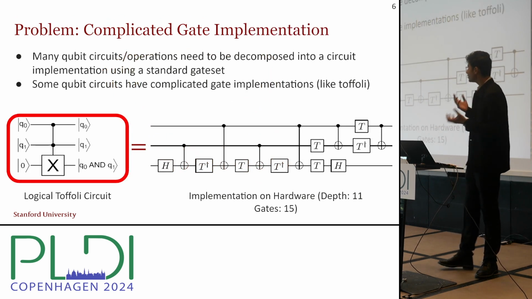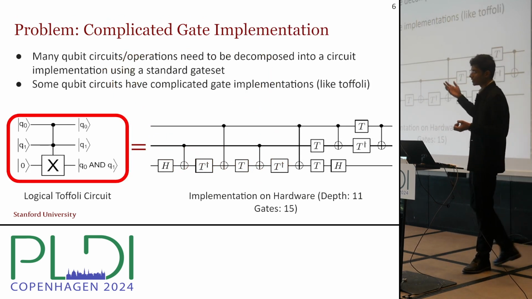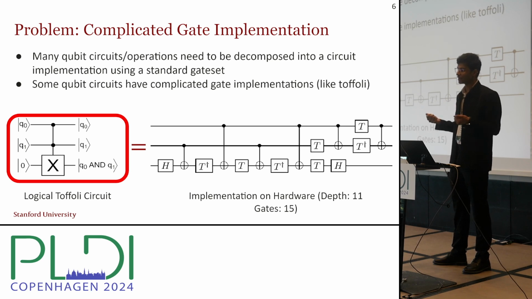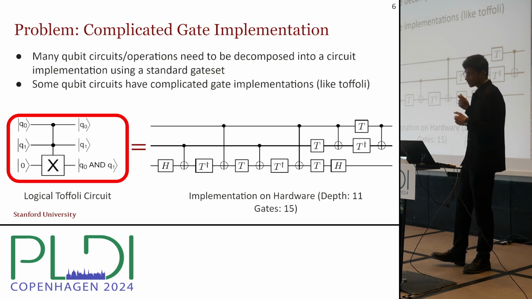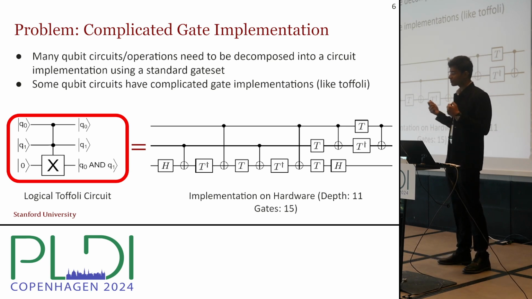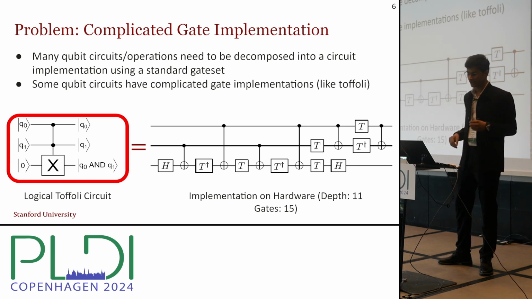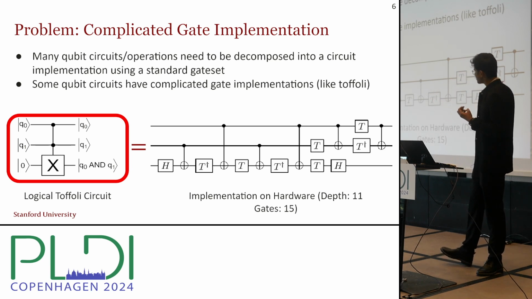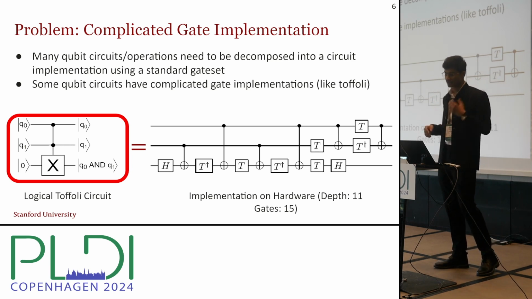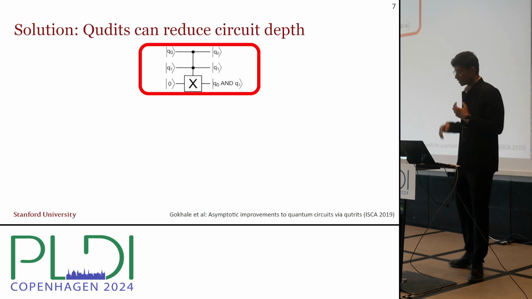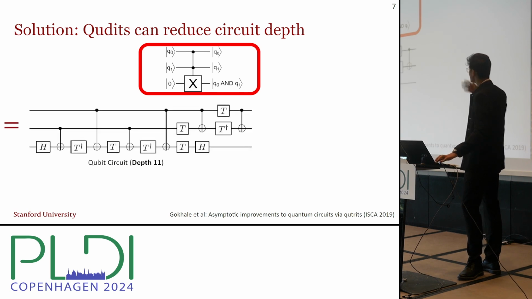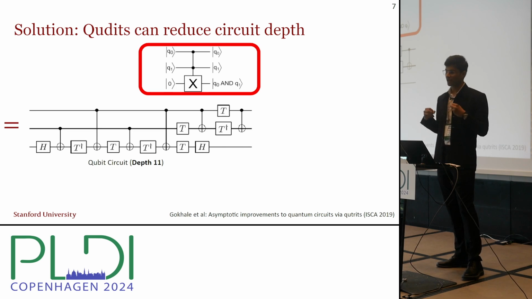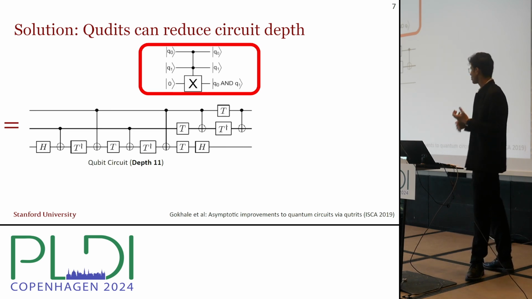Unfortunately, though, you can't directly implement many quantum operations like the Toffoli gate onto a qubit hardware platform. Instead, you need to break it down into a complicated circuit implementation that has several gates from a standard gate set. For example, for the Toffoli gate's case, you will need the standard implementation that has a bunch of single qubit gates and CNOT gates. So here's the Toffoli gate again, and the standard qubit implementation on the left. So the question is, can qutrits help in building more efficient circuits for such problems?